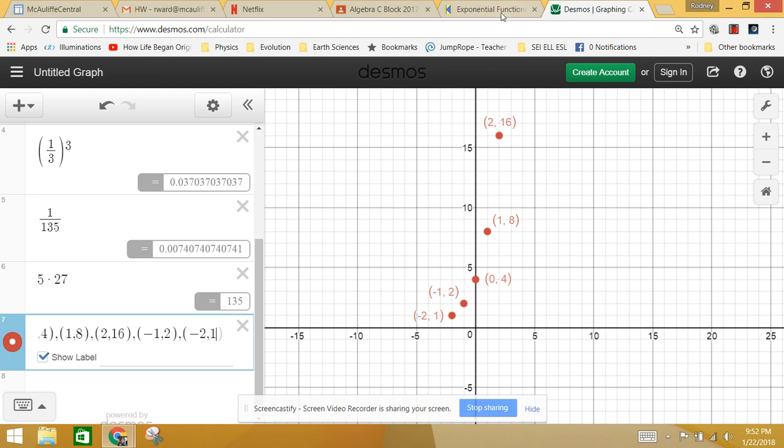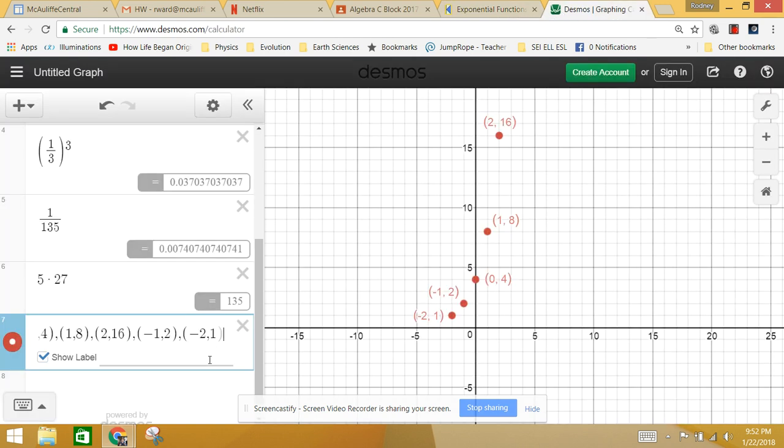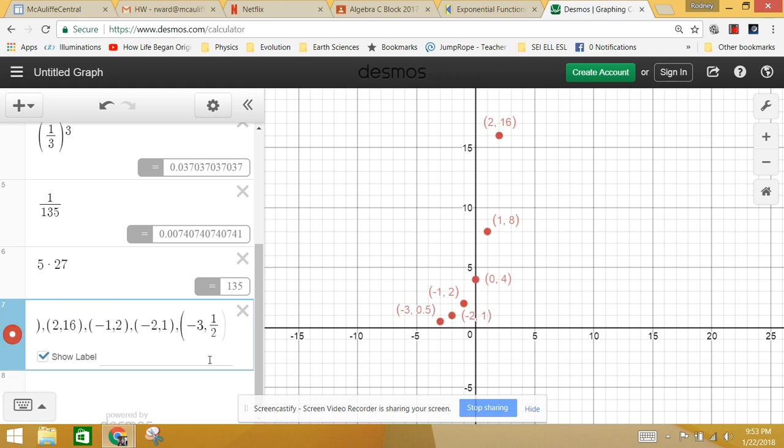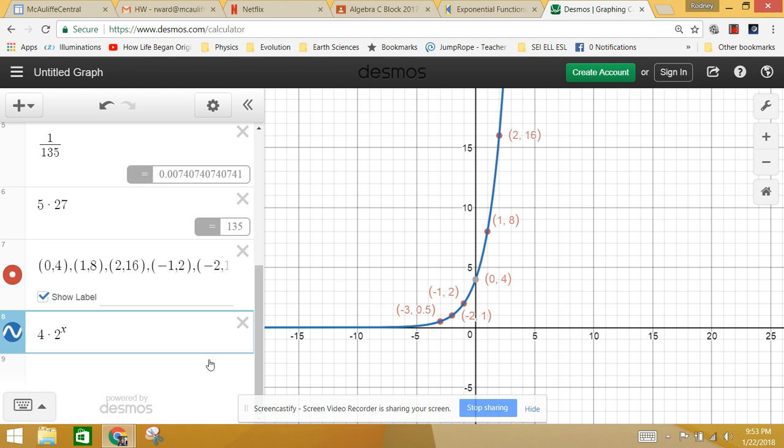If you want more, you could get more. If you went to x equals 3, you'd have 4 times 2 to the third, or 4 times 8. 4 times 8 is 32. That's going to be off the graph. If you want to go the other way, 4 times 2 to the negative 3 is 4 times 1/8. So that's going to be negative 3, 1/2, because 4 times 1/8 is 1/2. So yeah, sure, I'll go ahead and plot that one. Negative 3, 1/2. And we plot the function 4 times 2 to the x. It goes right through all of that.